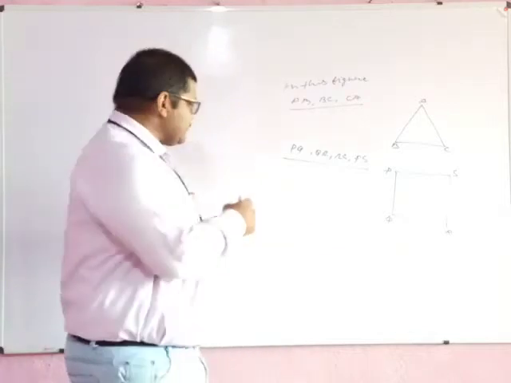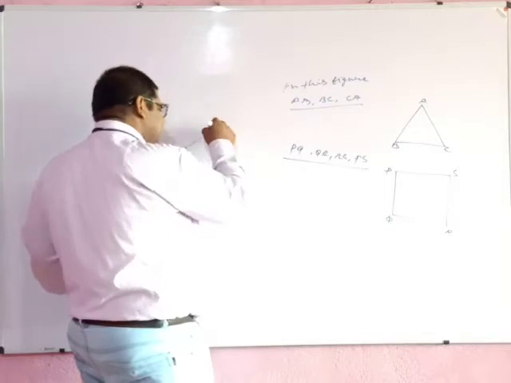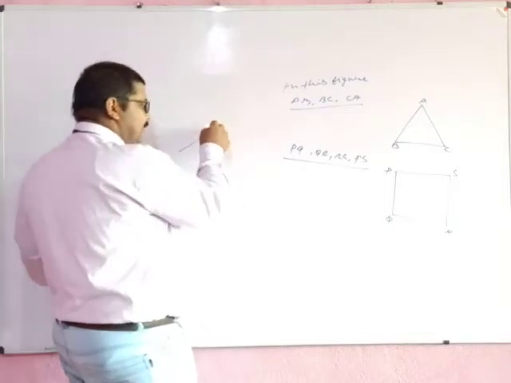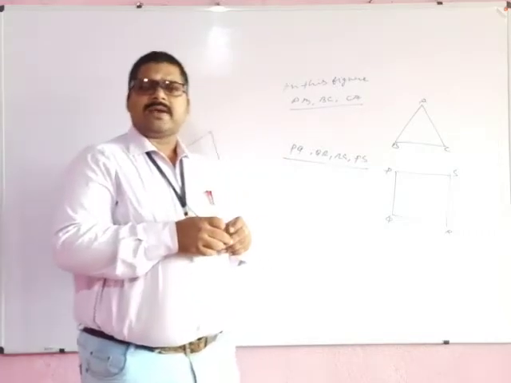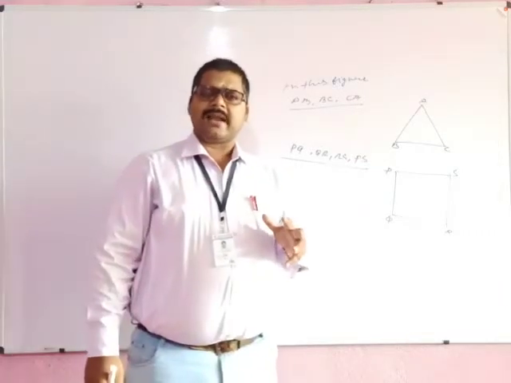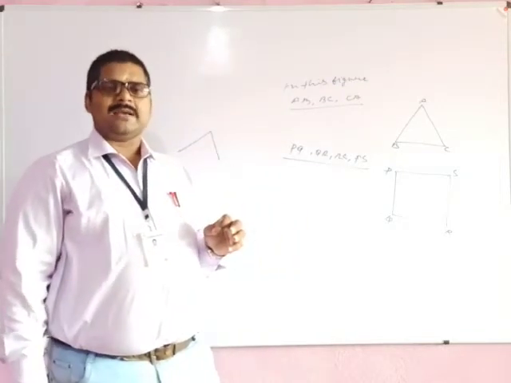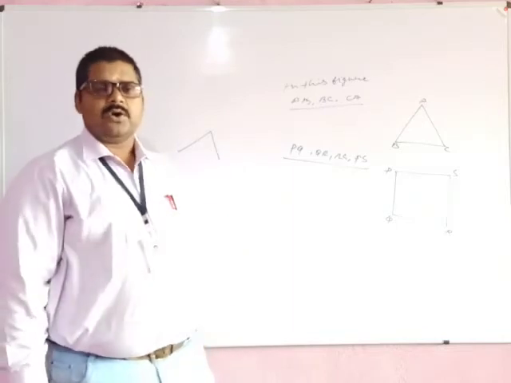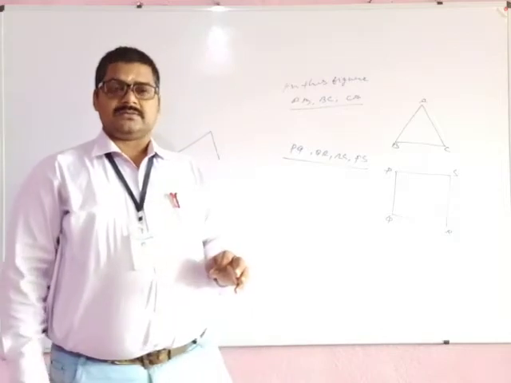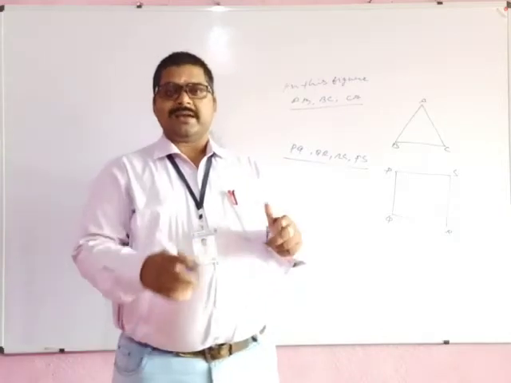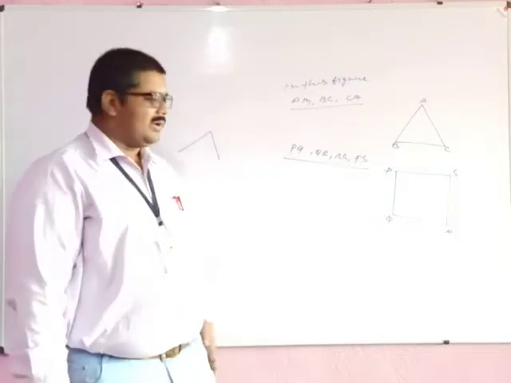Vertices, you know very well, is the meeting point of two line segments. Two definitions of the vertex you can give. First definition: the meeting point of two line segments is known as a vertex of the polygon, and second definition: the common point of two line segments is known as a vertex of the polygon.